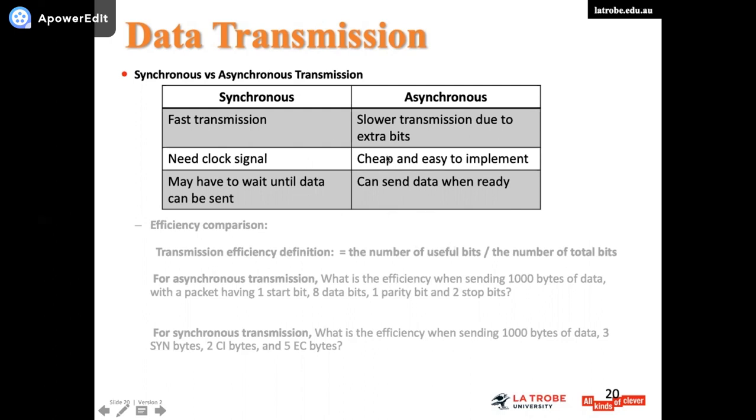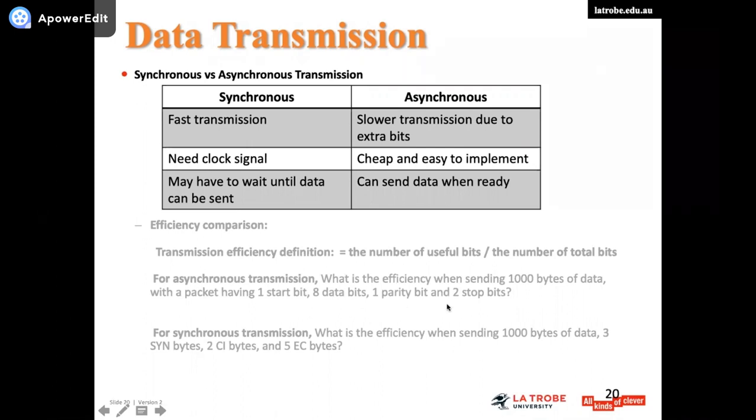And then we should understand how to calculate the efficiency for these two methods. The transmission efficiency is defined like this: the number of useful bits divided by the total number of bits we send. For the asynchronous transmission, what is the efficiency when sending 1,000 bytes of data, when the packet has one start bit, eight data bits, one parity bit, and two stop bits? You can calculate it by the definition.